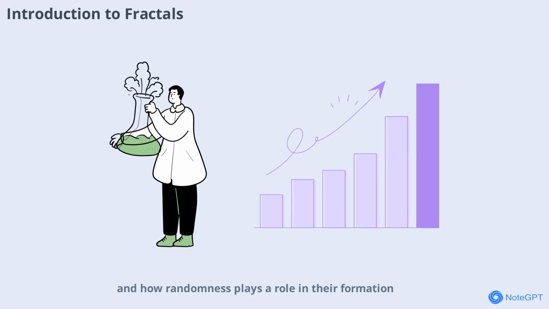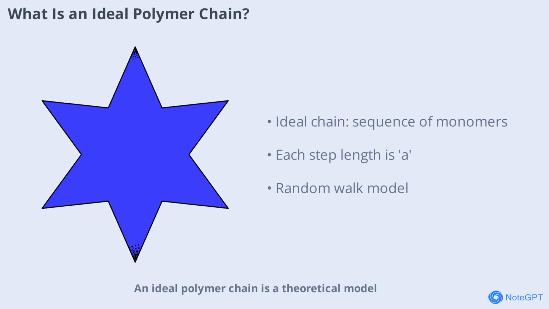in their formation. The ideal polymer chain is a theoretical model where each monomer is connected in a sequence, forming a flexible chain. Each monomer has a fixed length, often denoted as a. The chain's configuration can be described as a random walk, where each step is independent and has the same length. This randomness means the chain can fold and twist in countless ways, making its overall shape unpredictable but statistically describable.